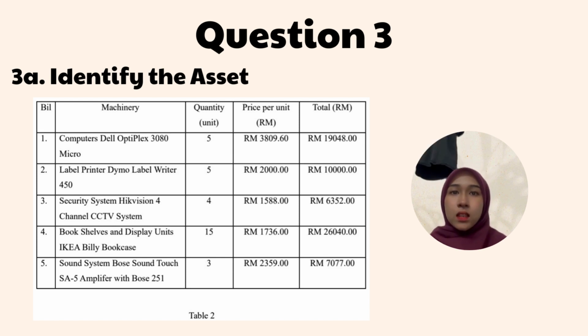and for 5 units of Dymo LabelWriter 450 label printers is 10,000. Next, the total price for 4 units of the 4-channel CCTV security system is 6,352. The total price for 50 units of IKEA mini bookcase bookshelf and display units is 26,040. Lastly, the total price for 3 units of Bose SoundTouch SA5 amplifier sound system is 7,077.